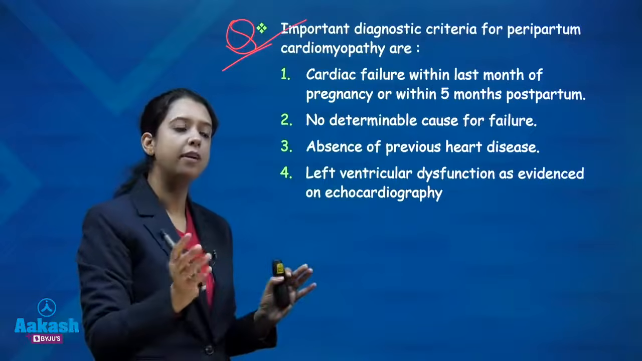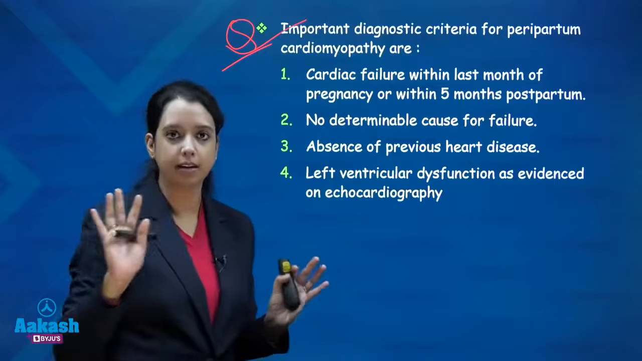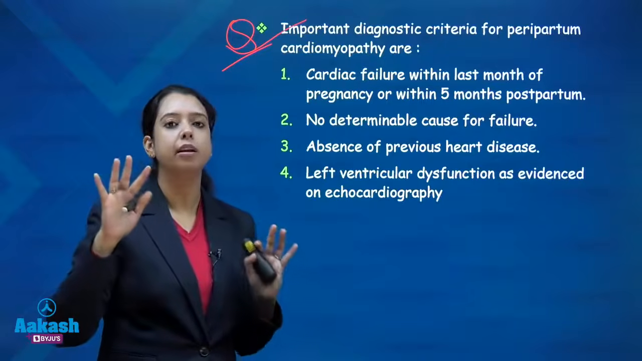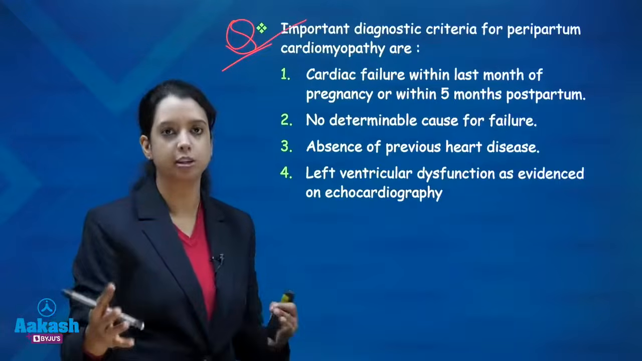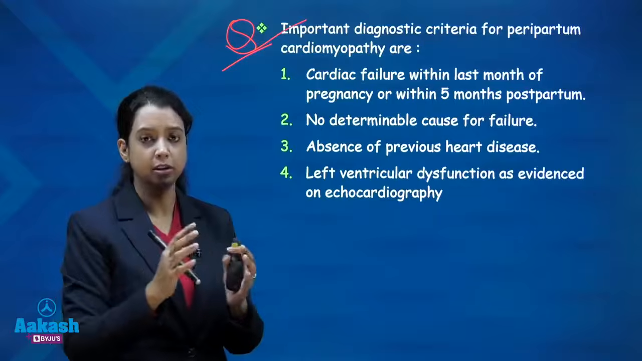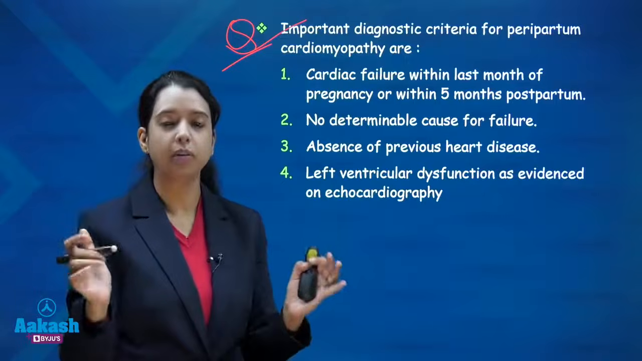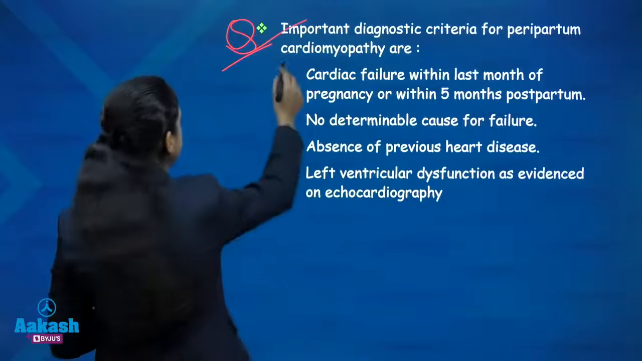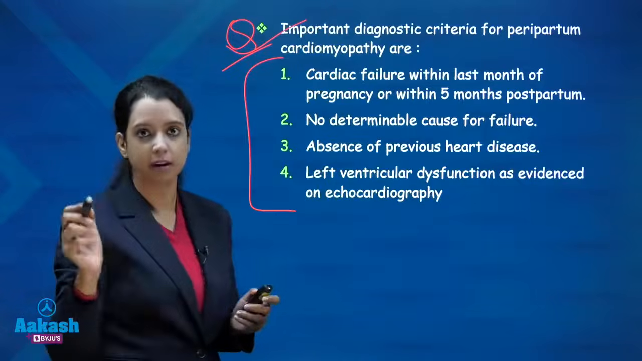Also, the patient will not have any pre-pregnancy heart disease, and you can see left ventricular failure in the form of less ejection fraction or more end diastolic volume. You will see that there is left ventricular failure. So, these four are the diagnostic criteria of peripartum cardiomyopathy.